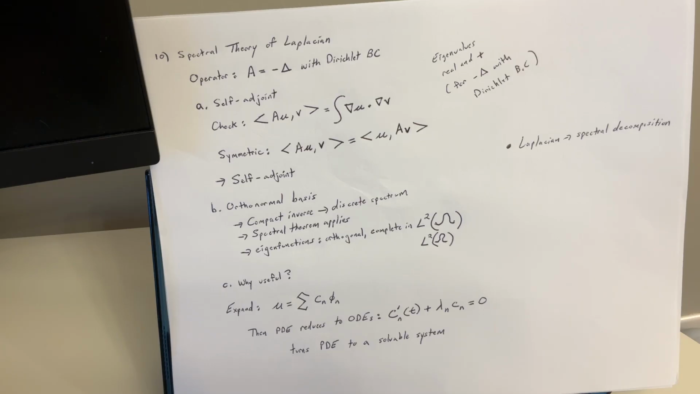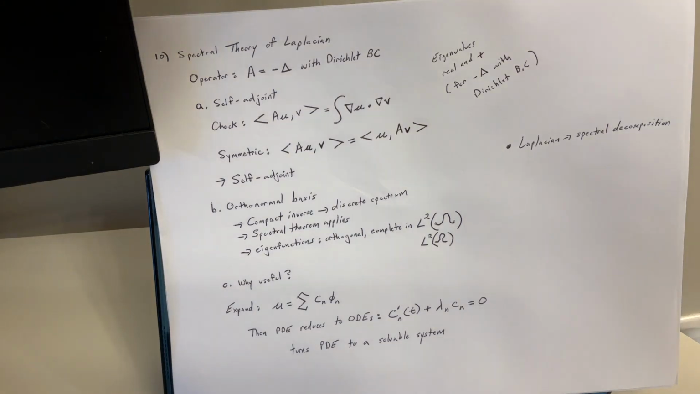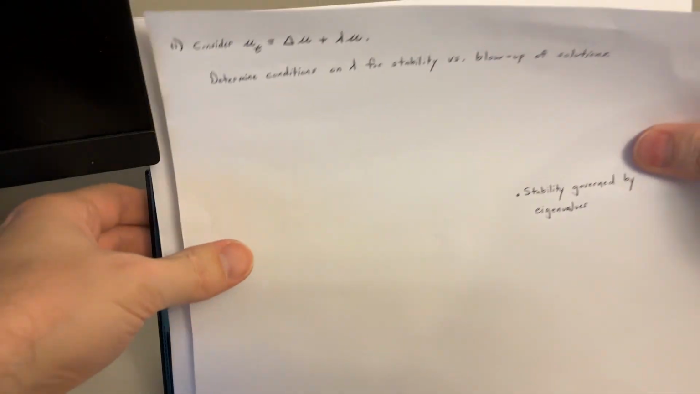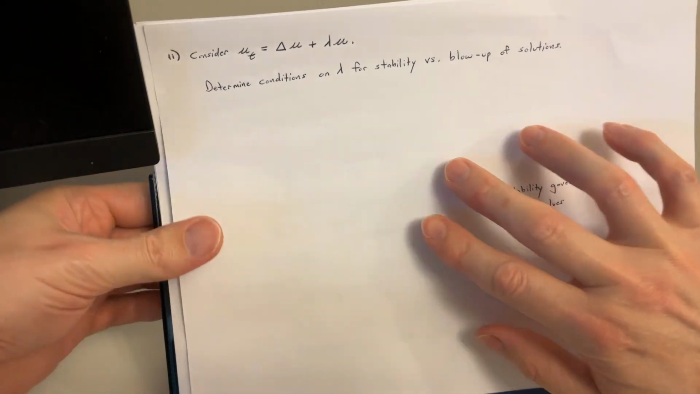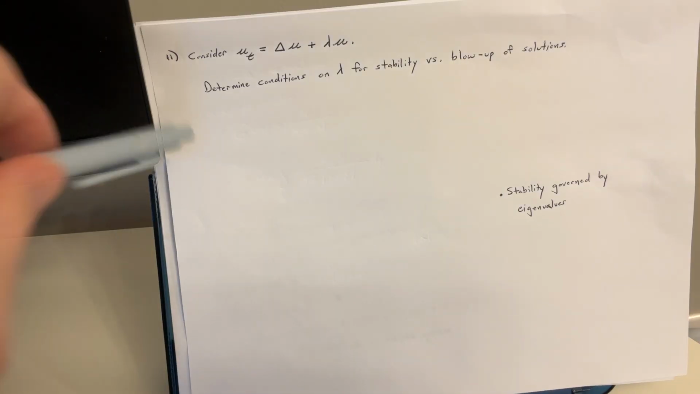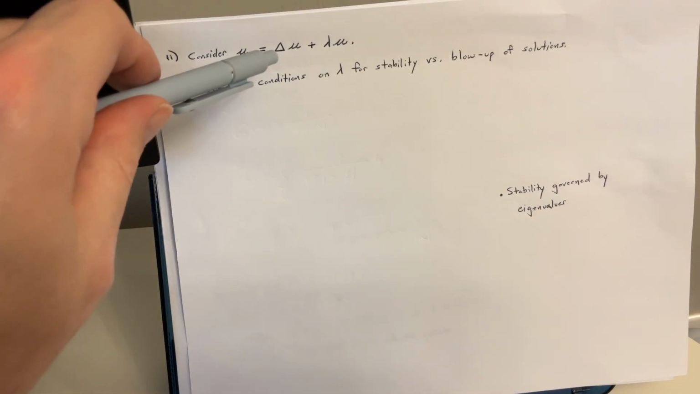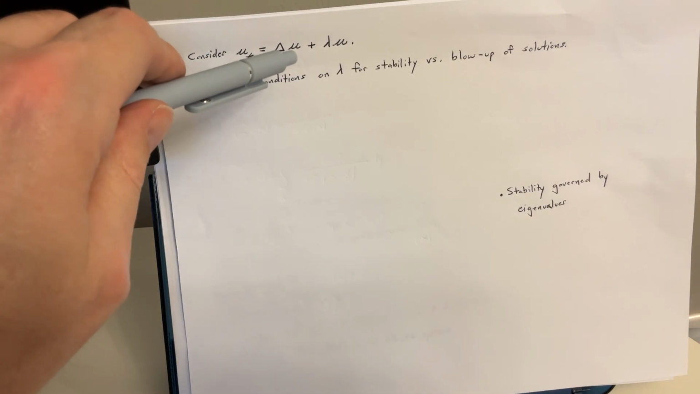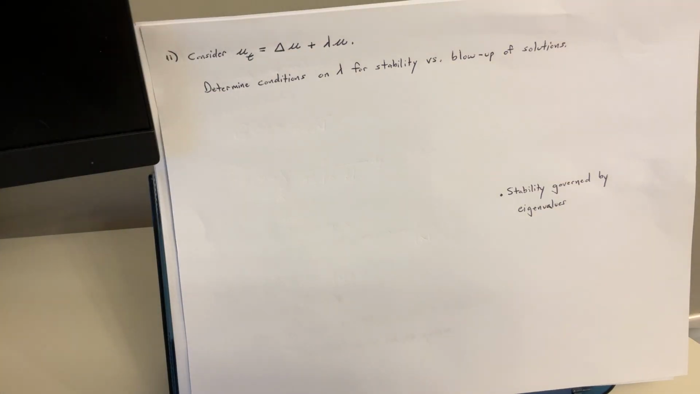We have one more left, number 11. Let me just get number 11 up and ready to go. You can get all of this down, and here's number 11. We want to consider this: u sub t, the partial derivative in t of u, equals delta u plus lambda u. And in this situation, we want to determine the conditions for stability versus blow up of solutions.